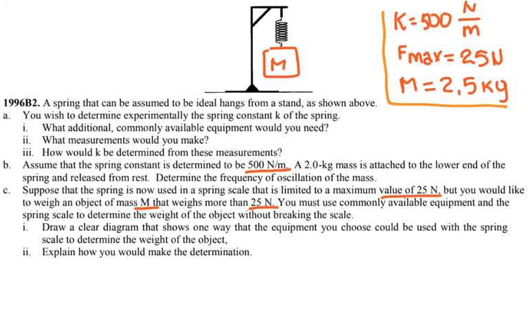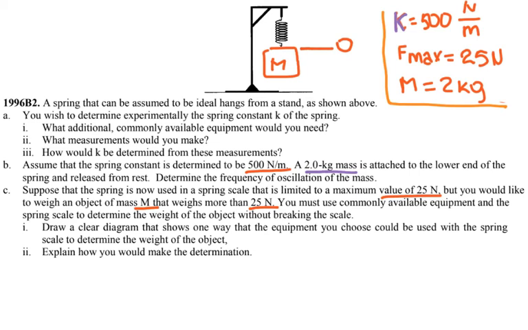For part B, they say assume that the spring constant is determined now and it is 500 newtons per meter. So I already have k, which is 500 newtons per meter. A mass of 2 kilograms is attached to the lower end of the spring. So the mass is 2 kilograms. Here is the equilibrium, and I'm going to call this point O. The spring is released from rest. Determine the frequency of oscillations of the mass.